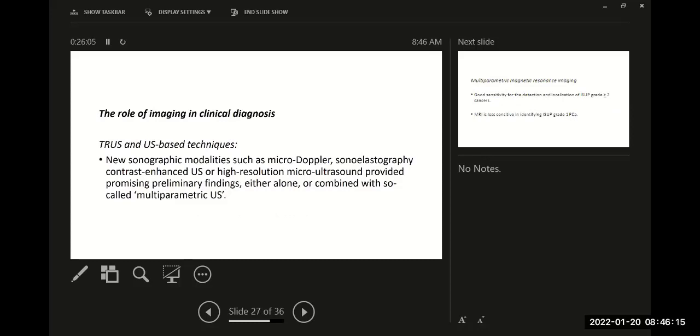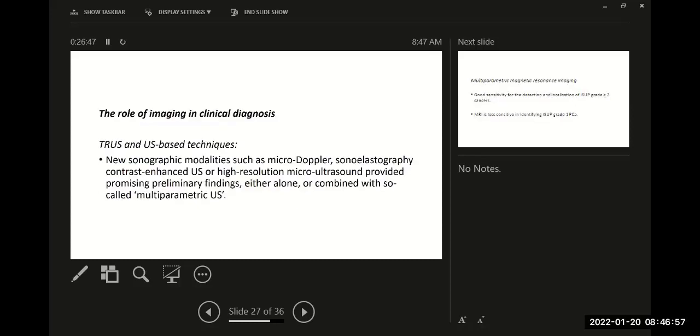The role of imaging in clinical diagnosis: TRUS and ultrasound-based techniques. New sonographic modalities such as microdoppler, sonoelastography, contrast-enhanced ultrasound, or high-resolution microultrasound provided promising preliminary findings, either alone or combined with so-called multiparametric ultrasound. The contrast used in ultrasound-based tests is different from that in CT or MRI-based tests. The contrast used in ultrasound-based tests is actually bubbles of gas, which have more echogenicity as compared to tissue.